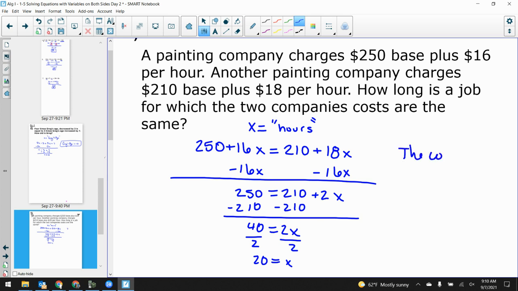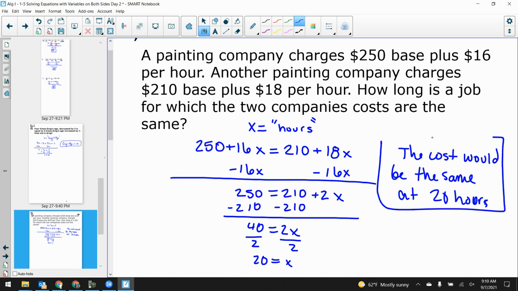The cost would be the same at 20 hours. So that means that if it's less than 20 or more than 20, I have to go in and examine which company is going to be the best route to take. Which one's going to be cheaper? And when we get into the inequalities chapter, the less than, greater than, less than or equal to, greater than or equal to, then we'll really talk about when is the benefit and how much greater it's going to be.